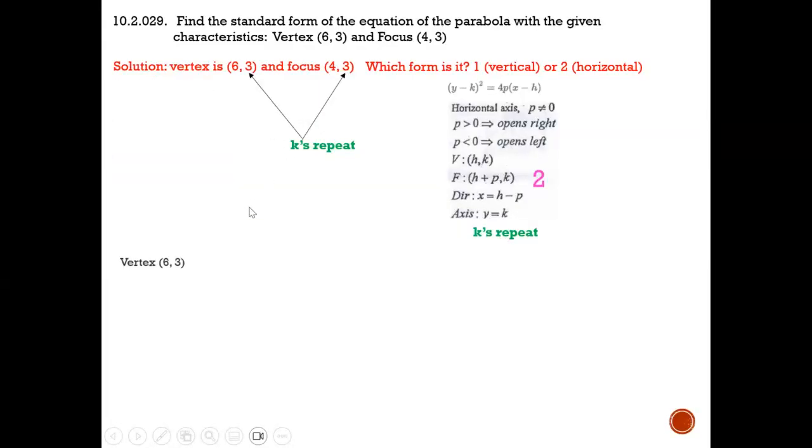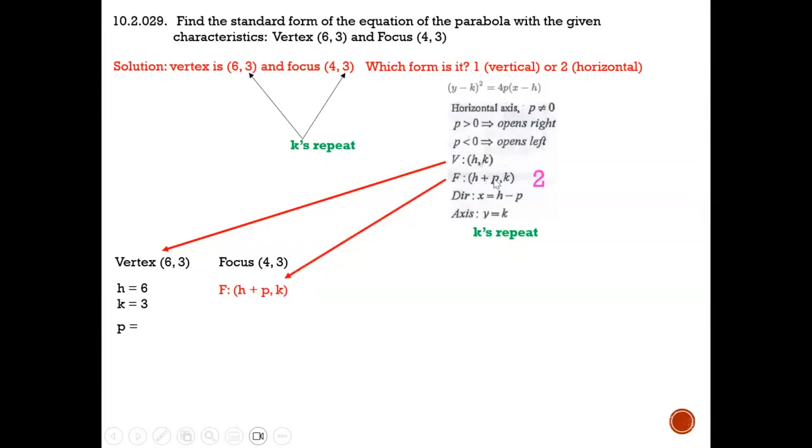Okay. So I got my vertex, which is the H, K. So I got my H and my K. My H is 6 and my K is 3. The focus is (4, 3). So with the focus, we're going to apply that (H plus P, K). So we know that my K is going to be 3. So H plus P must equal 4.